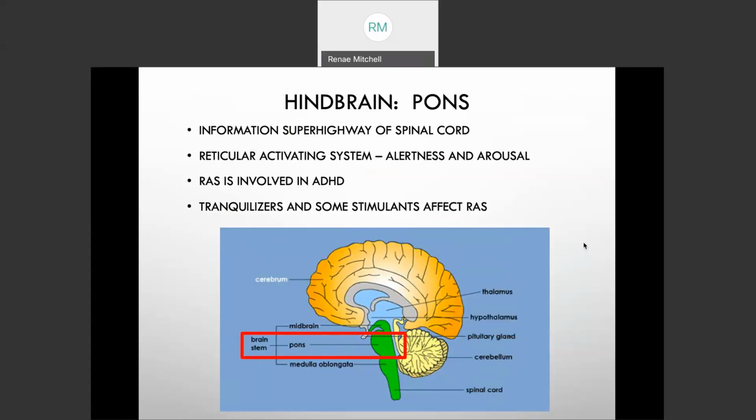And the reticular activating system is affected by tranquilizers, which tend to have a more depressing kind of effect on the nervous system, and it also responds to stimulants, which have a more activating and more energizing effect on the nervous system. So it's here in the pons that you see the part of the brain that's in charge of at least some elements of sympathetic and parasympathetic nervous system arousal.